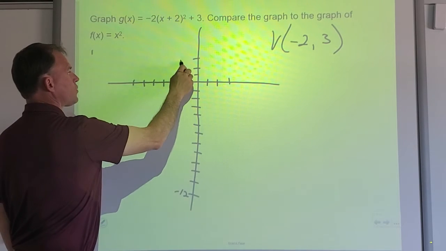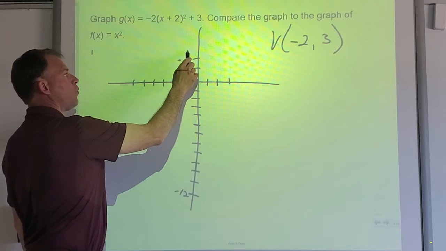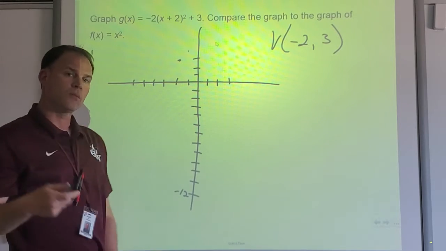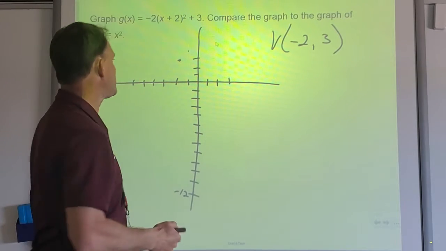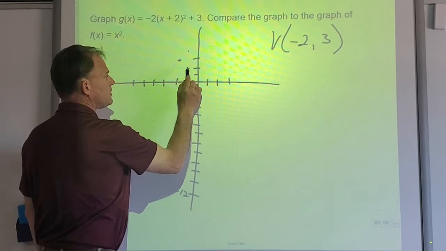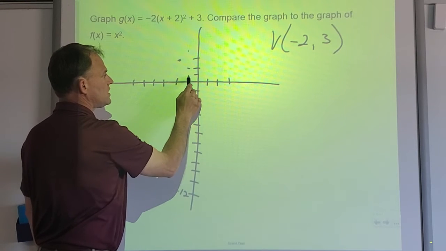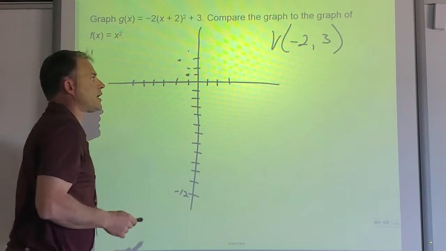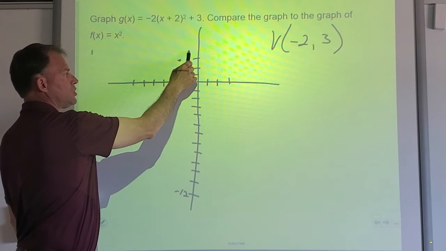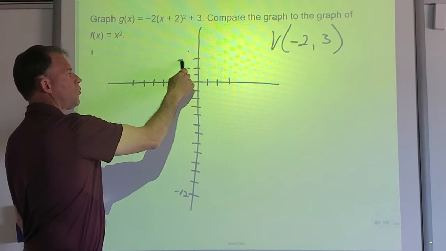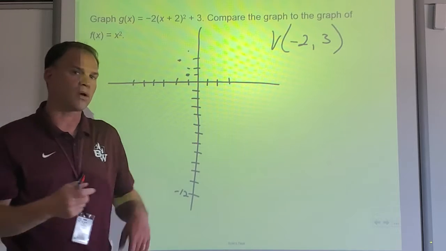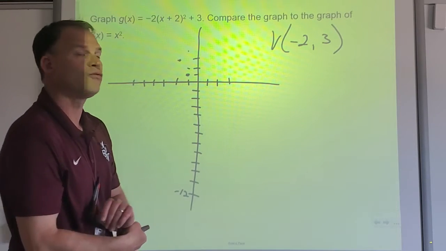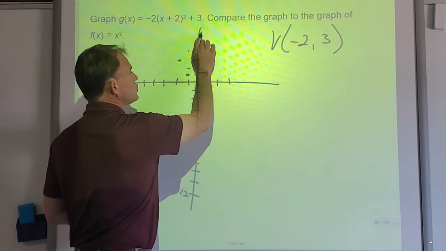So I went 2, 3. Normal would be 1, 1. That'd be right there. So I'm going upside down and stretch 2. Upside down puts me here. Stretch 2, double that, right there. So instead of being 1, 1, I'm 1, 2. Stretch it. So the next one is 2, 4. So normally I would be 2, 4.